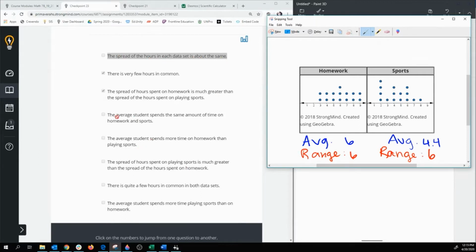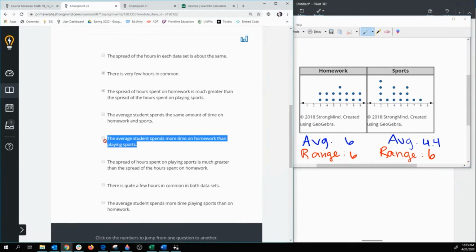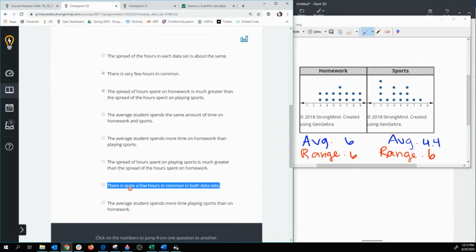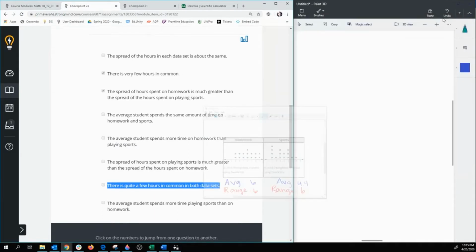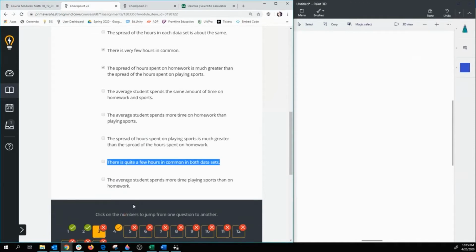Where's the other one? The average student spends more time on homework. And there is quite a few hours in common for both data sets. So let me know once you have all 3 of those, and then we can go on to the next one. All right, number 4.